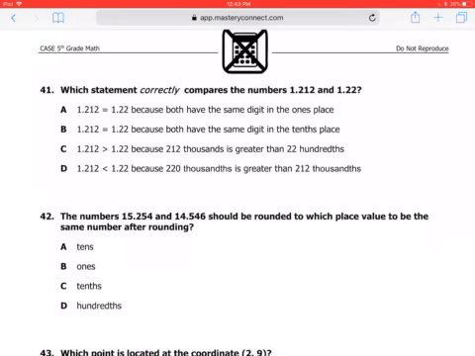41. Which statement correctly compares the numbers 1 and 212 thousandths and 1 and 22 hundredths? A. 1 and 212 thousandths equals 1 and 22 hundredths because both have the same digit.